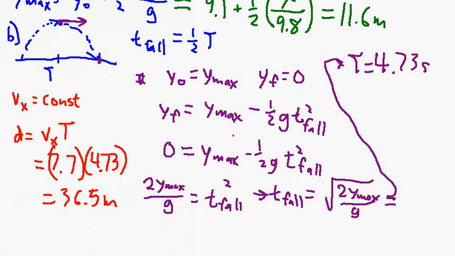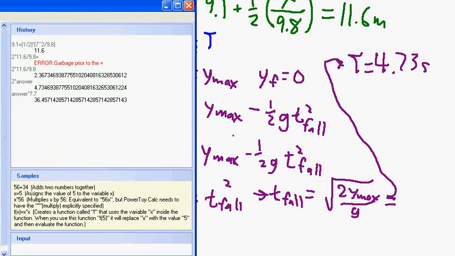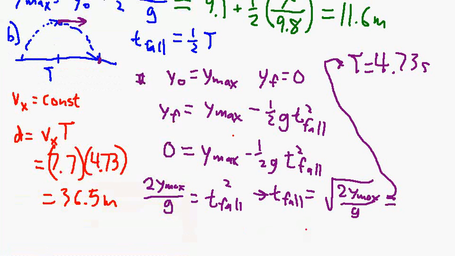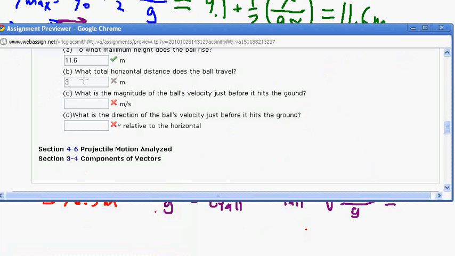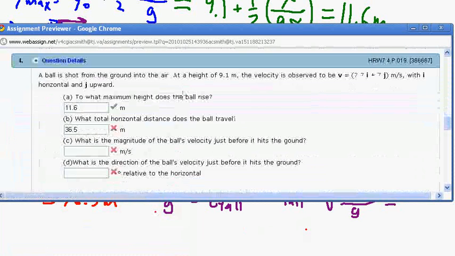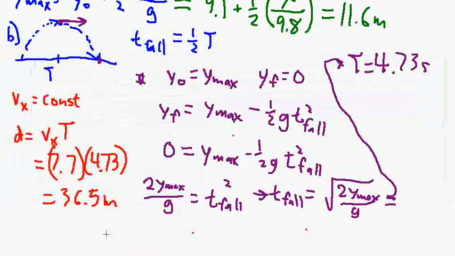Well, nothing for it but to try. 36.5 meters. Total horizontal distance the ball travels. And so, what did I do wrong here? The time it takes to fall was the square root of 2 y max over g, right? And y max, if we got that right, was 11.6 meters, divided by 9.8, so that should be about 1.2 maybe. Times 2 would be 2.4, and then the square root of that. Oh, you know what? I forgot to square root, I bet.